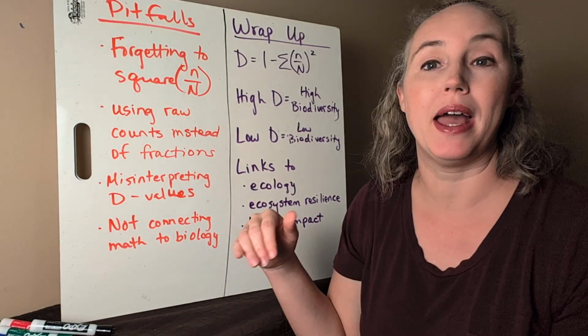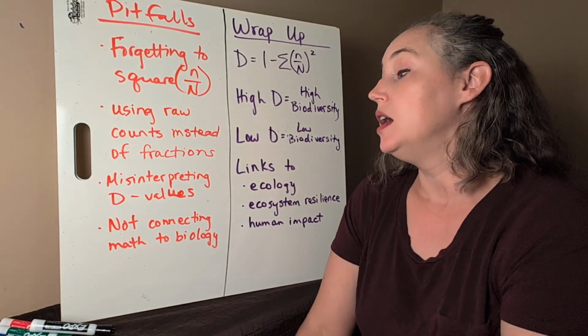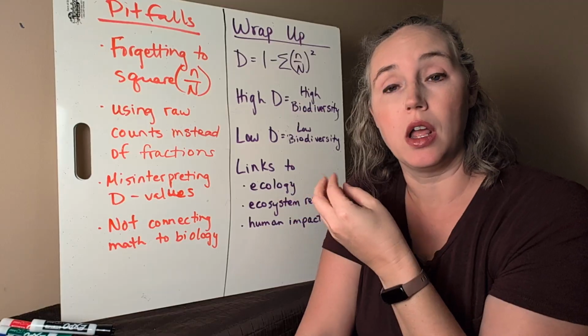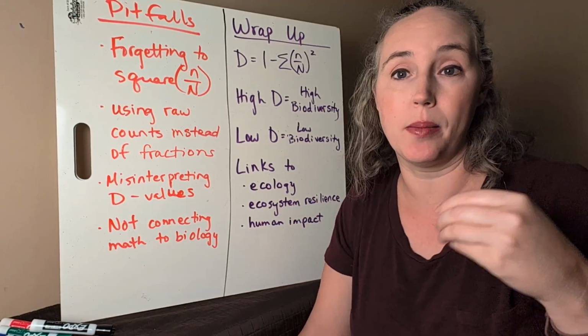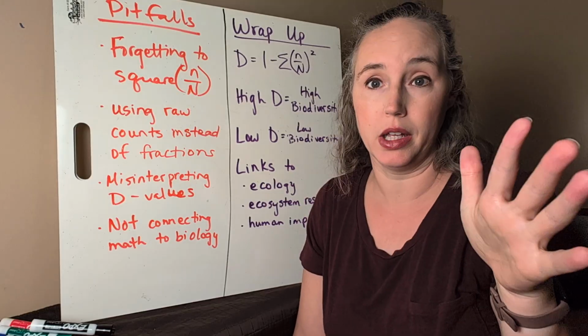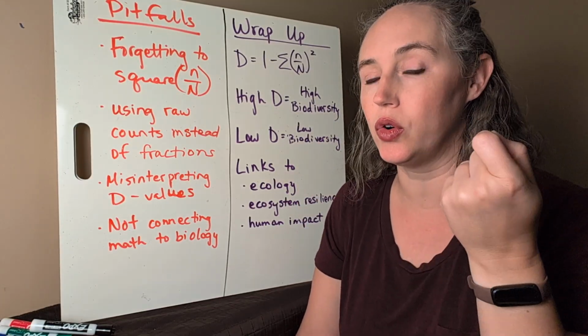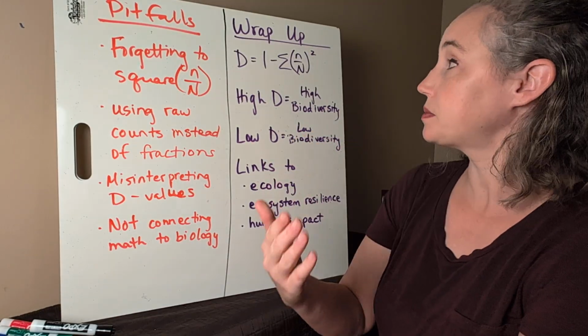And not connecting math to biology. So let's think back to that previous question. You wouldn't want to say in your explanation, oh, plot A has a higher biodiversity because its number is higher, and leave it at that. That doesn't connect it to the biological concepts of species richness and evenness.